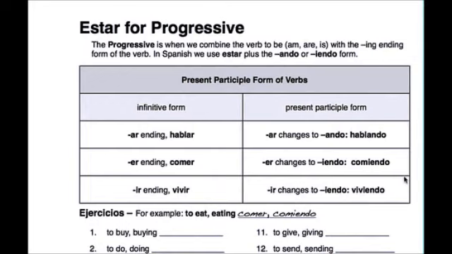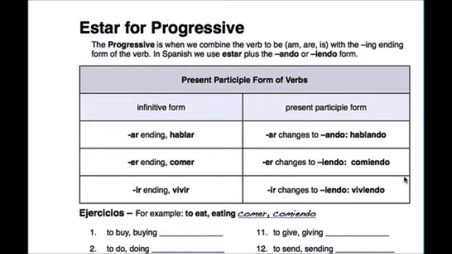Comprar becomes comprando. Viajar becomes viajando, correcto, muy bien. Visitar becomes visitando. Llegar becomes llegando. Right? Llegar, to arrive or to get to a place, right? Llegando. So if the verb ends in an AR ending form, you replace that with ando. If the verb ends in the ER or IR ending form, then you replace that with yendo.